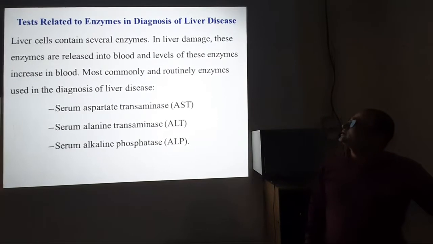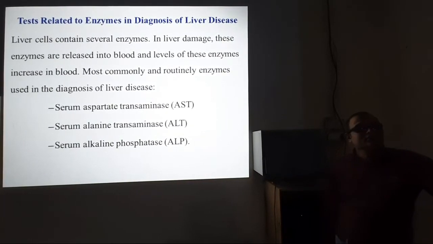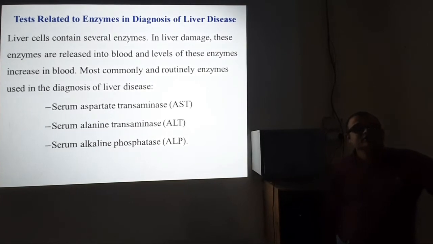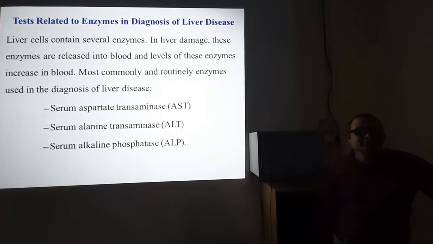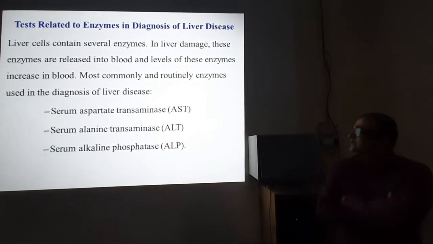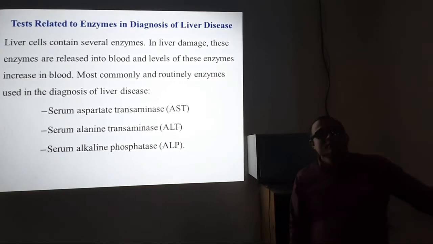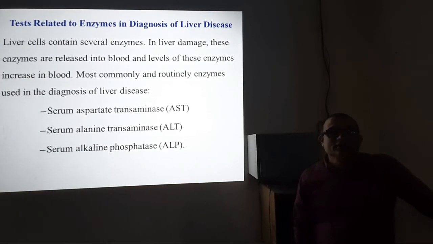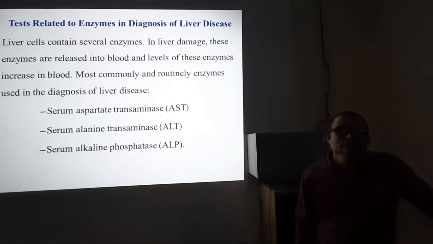Then, tests based on the enzymes for diagnosis of liver diseases. As I have already taught in the clinical enzymology chapter, one is alanine transaminase, one is aspartate transaminase, and the other is alkaline phosphatase. From these, alanine transaminase and aspartate transaminase are used for any hepatic disorder, and alkaline phosphatase is used for obstructive jaundice.